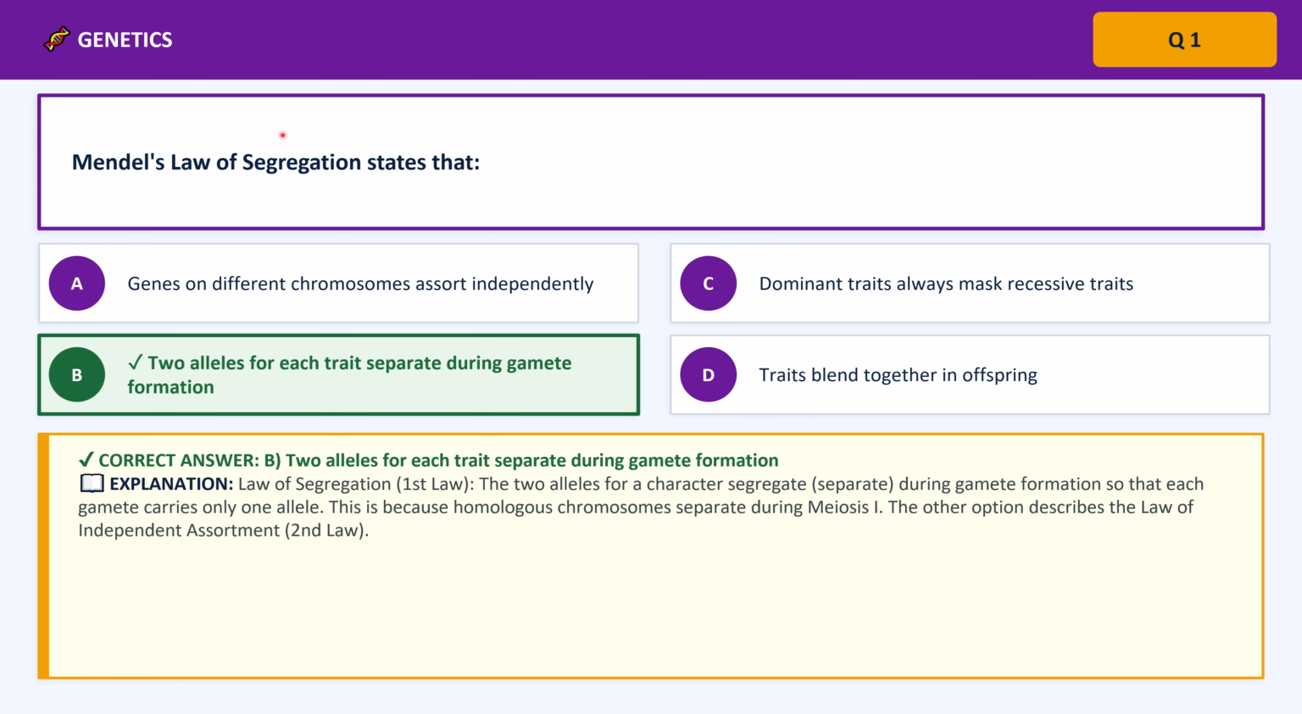Question 1 from genetics: Mendel's law of segregation states that, option B, two alleles for each trait separate during gamete formation. Explanation, law of segregation, the first law: the two alleles for a character segregate, separate, during gamete formation so that each gamete carries only one allele. This is because homologous chromosomes separate during meiosis I. The other option describes the law of independent assortment, which is the second law.